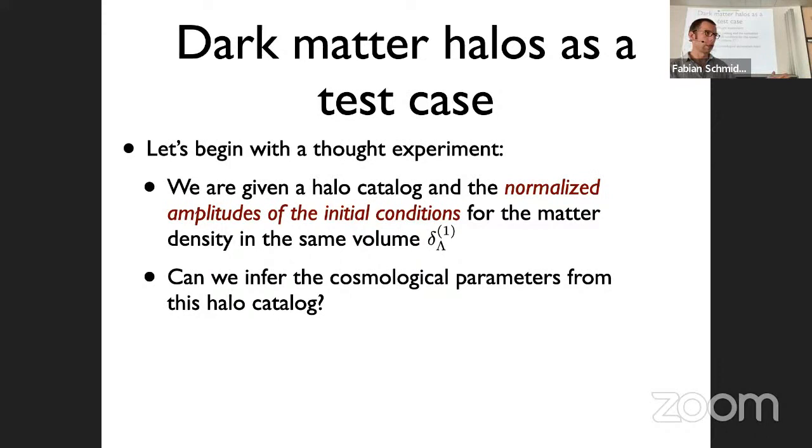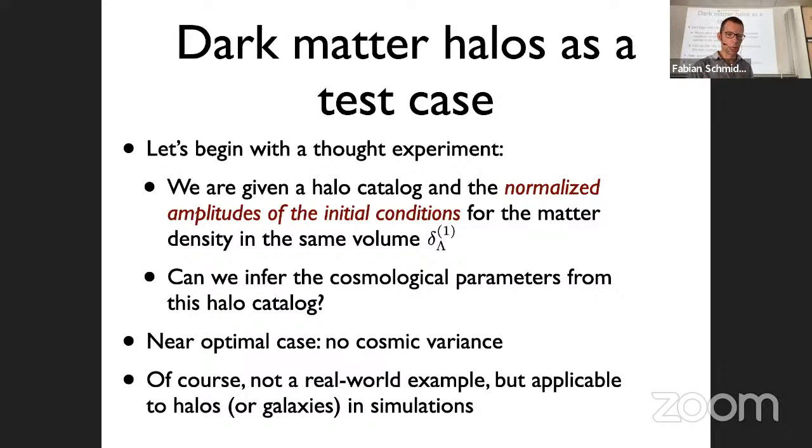So it's a very nice test case, and it gives very precise constraints, so it's a good test of the forward model. Basically, the question we try to address in this first step is: given a fixed initial conditions field, can we infer cosmological parameters from a halo catalog where we pretend we don't know the cosmology that was used in the simulation? The advantage, again, is first of all, we don't have to sample this gigantic field.